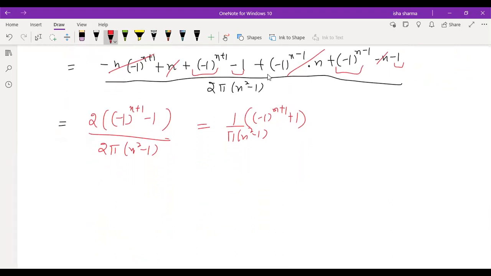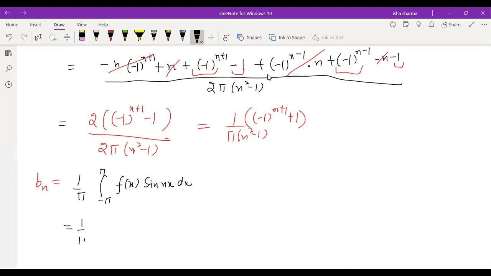So that is the expression for an that you get. And I'm just giving all of you 1 minute to tell me the value of bn. Yes, I'm giving you all 1 to 2 minutes to calculate bn. So bn is basically, yes, what is the formula of bn? 1 by pi, integral from minus pi to pi of f of x into sine nx dx.